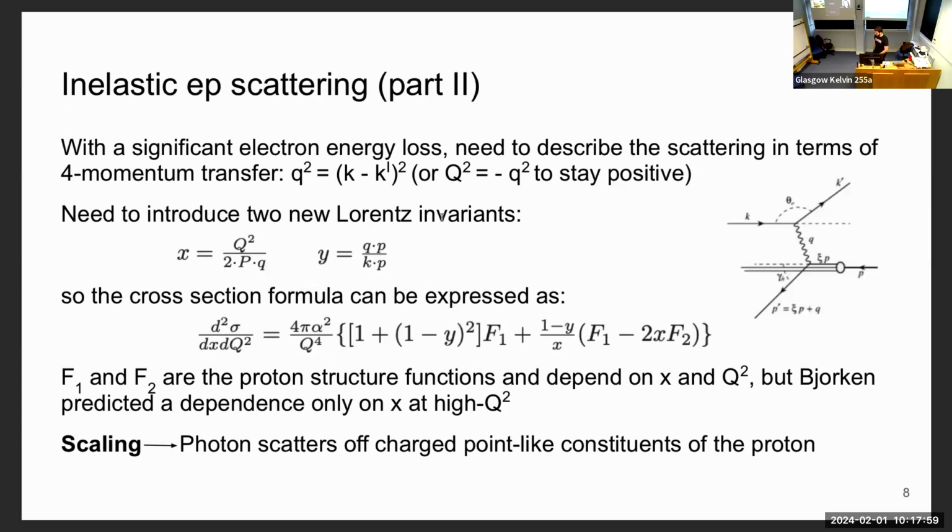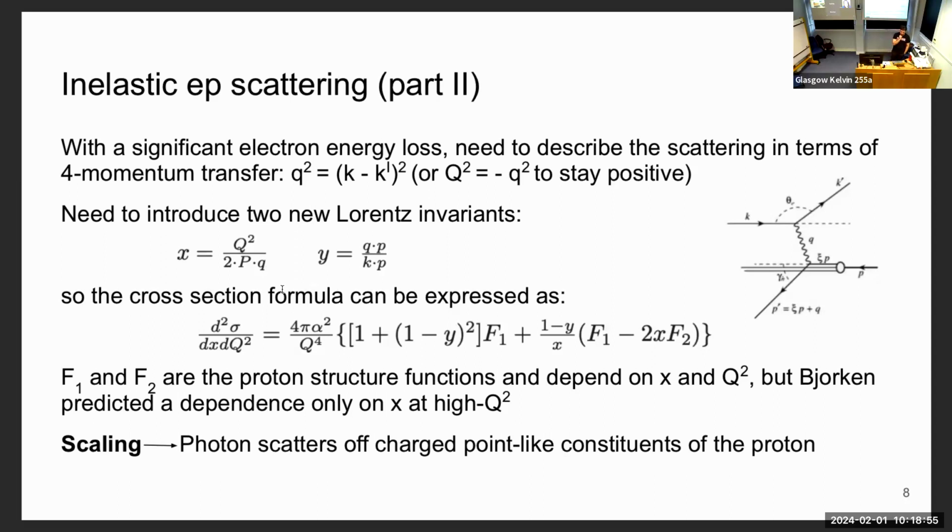Now, as a trick, this has to be interpreted as a Lorentz invariant. So we need to define new variables, called x and y, which are functions of the momenta involved from the electron and proton side. Then you can plug these two new variables into the Rosenbluth cross-section formula, and you have this new formula, where you can see these F1 and F2 functions, which are the proton structure functions that depend on x and q squared.